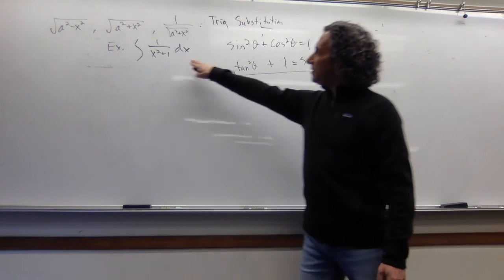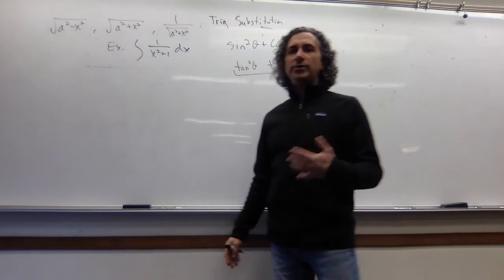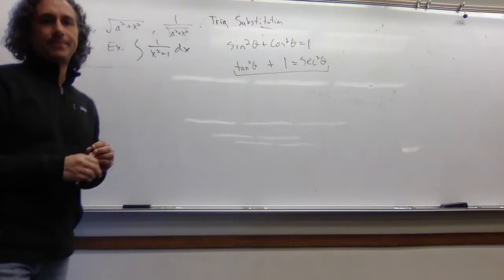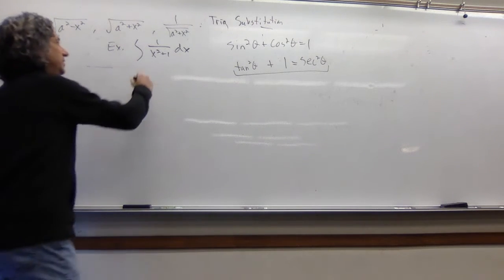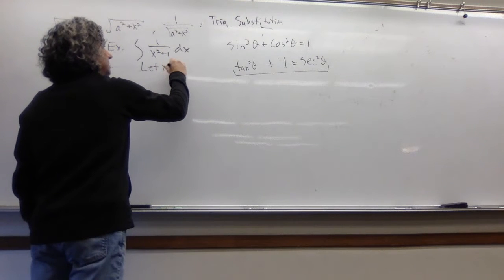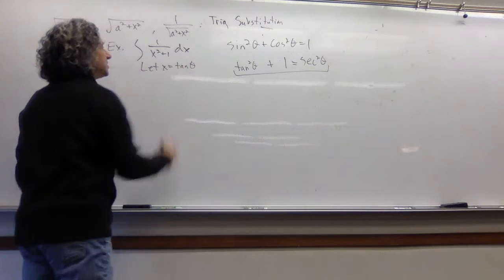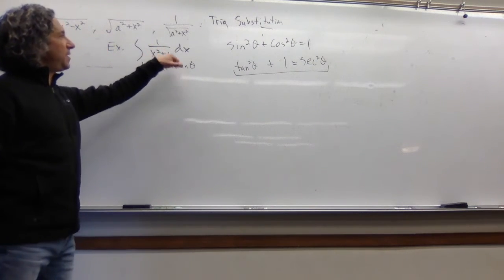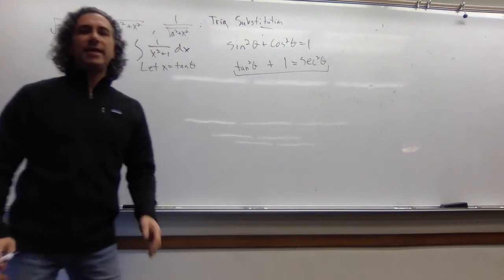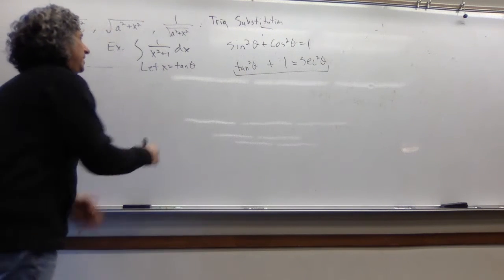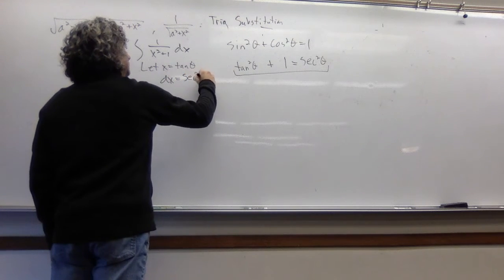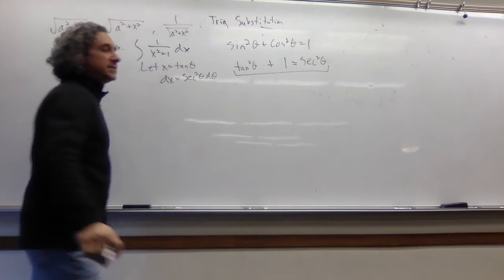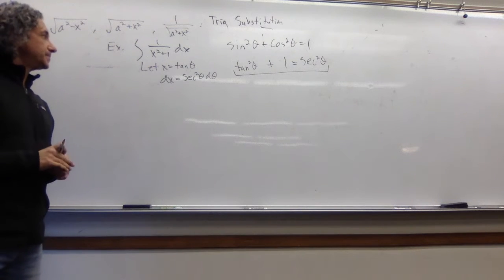Look at this, and tell yourself what you should make your substitution to be. So hopefully you said let's let x equal tan theta, because if we let x equal tan theta, this thing on the bottom is going to become secant squared theta. But if x is tan theta, the derivative of tangent is secant squared d theta, and that's from differential calculus.